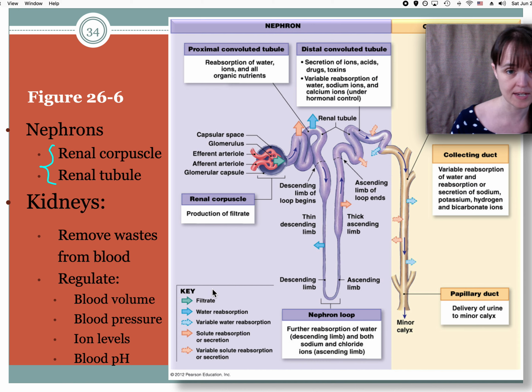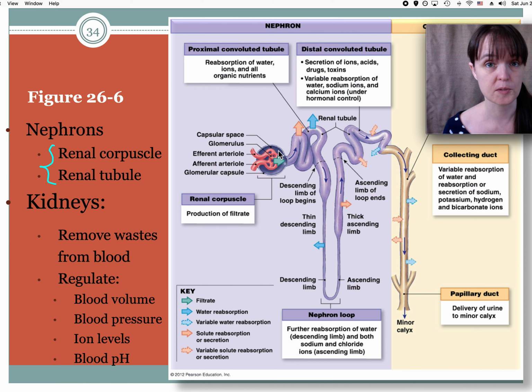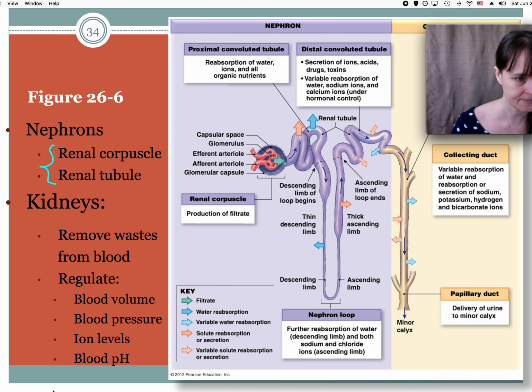Okay, basic concepts. The fluid portion of the blood is of course plasma. And the fluid in the capsular space is filtrate. And the fluid in the tubules is tubular fluid. And once it hits the minor calyx, it is then called urine. So, the kidneys remove waste from the blood. They regulate blood volume, blood pressure, ion level, blood pH, all of it.